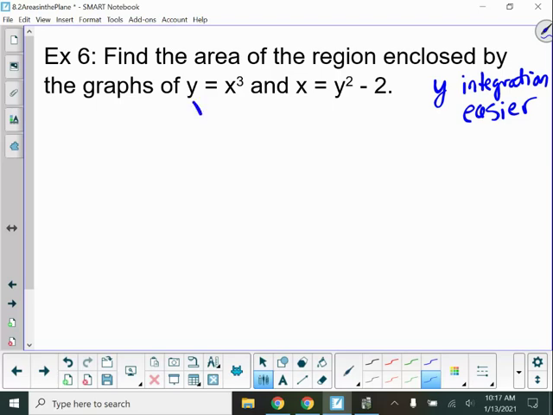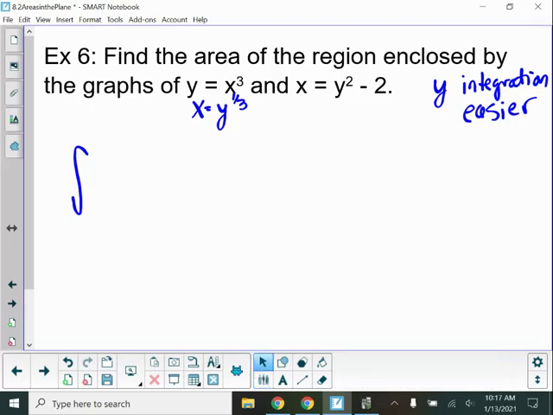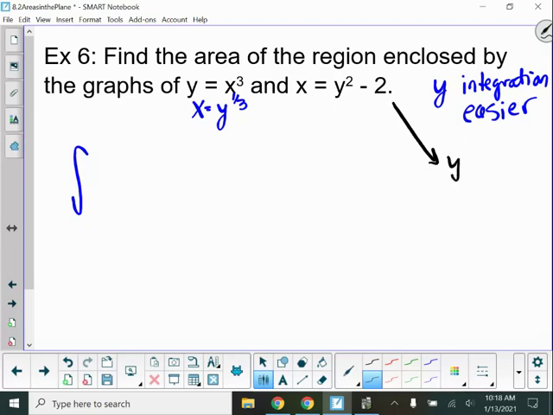So this is going to be x equals y to the 1/3 power. I am going to set this up. I'm going to have to use the calculator to figure out where the intersections are and which one is on top, which one is on bottom. So I do want to think about this. This is just for the graphing calculator. Y squared is equal to x plus 2. Y is equal to plus or minus the square root of x plus 2.